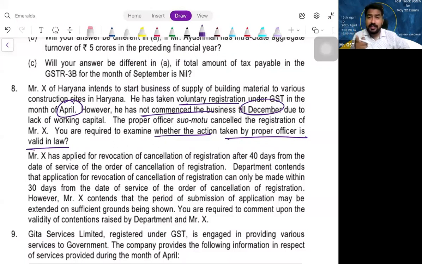Who said he didn't file the returns? Divakar, don't assume things. You can make assumptions, but reasonable assumptions. Okay, sir.